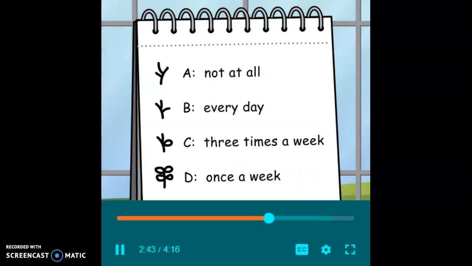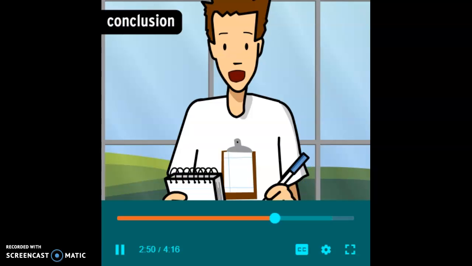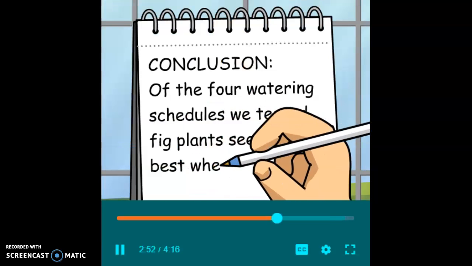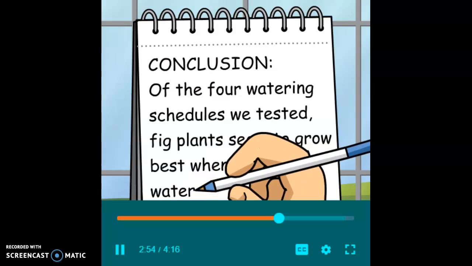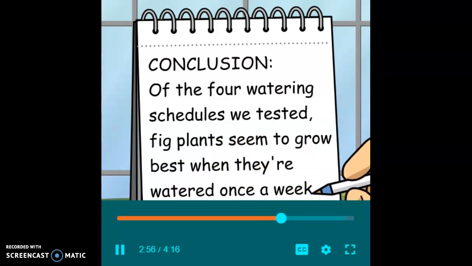Based on this experiment and our observations, it looks like the fig plant did best when it was only watered once a week. From that, we can make a conclusion. Of the 4 watering schedules we tested, fig plants seem to grow best when they're watered once a week.